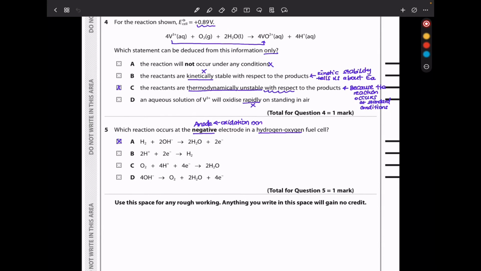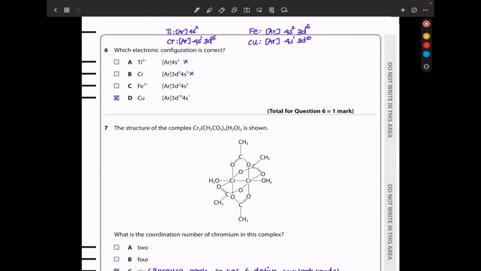In question 5, which reaction occurs at the negative electrode in the hydrogen-oxygen fuel cell? Remember, the negative electrode is the anode where oxidation occurs. This is the only equation that is going to occur, and actually it occurs in alkaline conditions at the anode in the hydrogen-oxygen fuel cell. In question 6, which electronic configuration is correct?